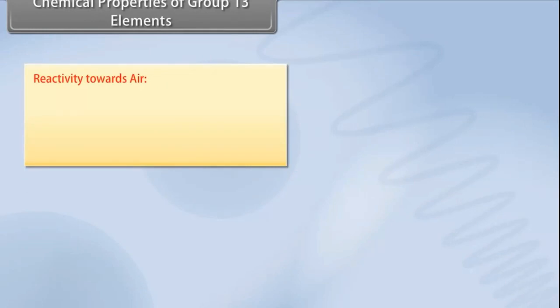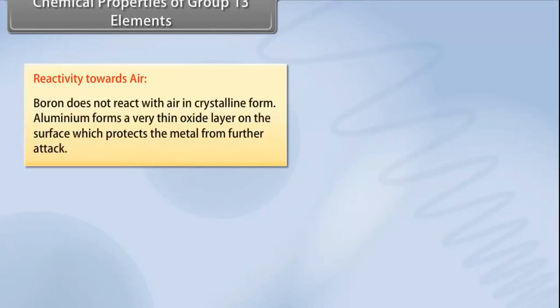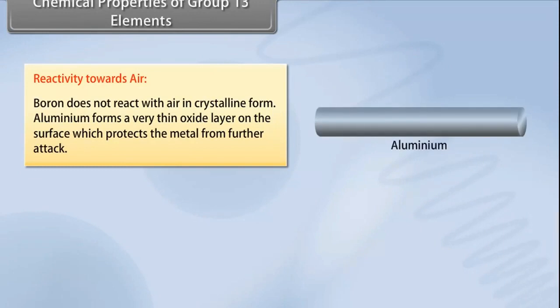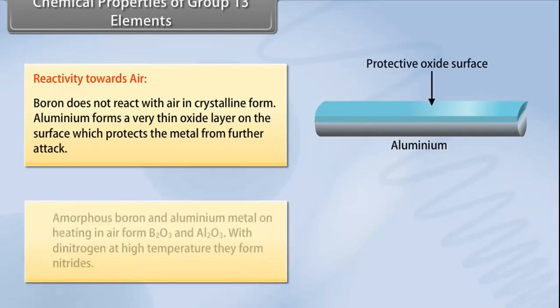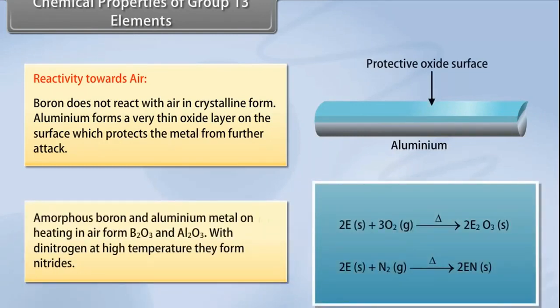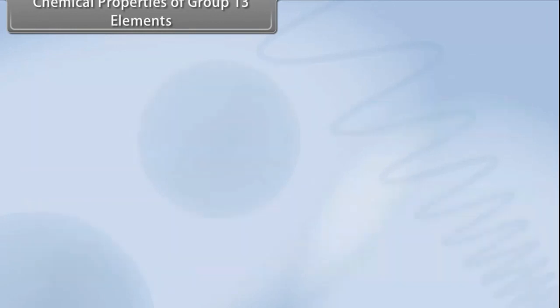Chemical properties of group 13 elements. Reactivity towards air. Boron does not react with air in crystalline form. Aluminium forms a very thin oxide layer on the surface which protects the metal from further attack. Amorphous boron and aluminium metal on heating in air form B2O3 and Al2O3. With dinitrogen at high temperature, they form nitrides.